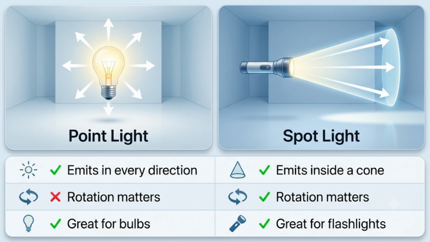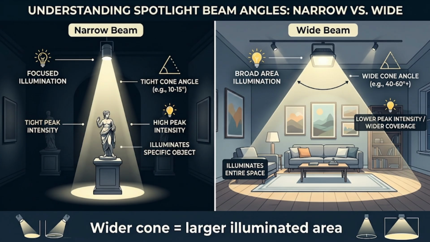Like a point light, its position matters, but unlike point lights, its rotation also matters. Where you point it completely changes your scene. That's why spotlights are perfect whenever you want precise control over where light appears.